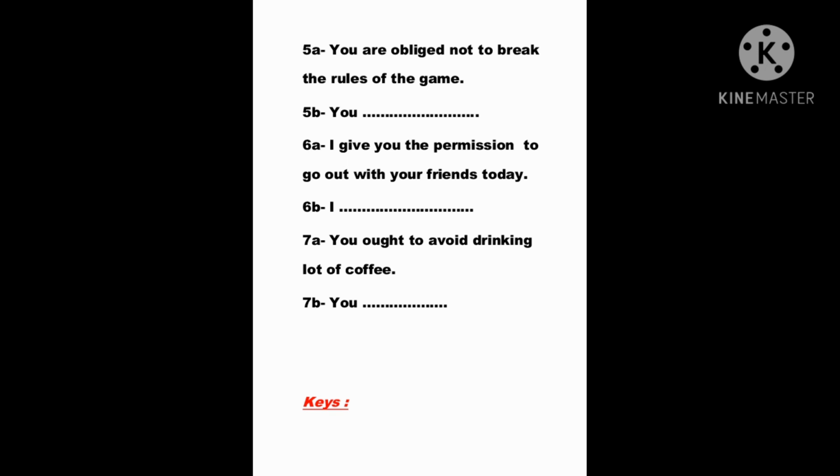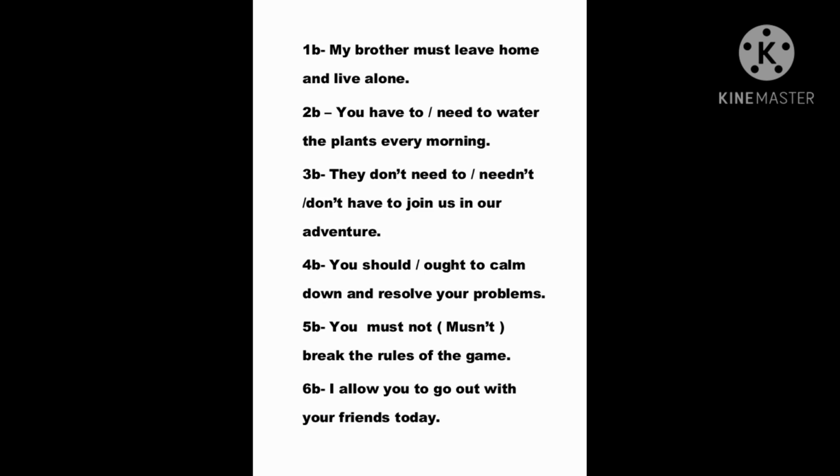So for the keys, here they are. My brother must leave home and live alone. You have to or need to water the plants every morning. They don't need to or needn't or don't have to join us in our adventure. You should or you ought to calm down and resolve your problems. You must not, mustn't, break the rules of the game. Mustn't is the shortened form of must not. I allow you to go out with your friends today.